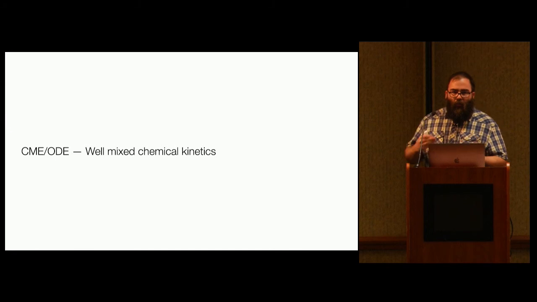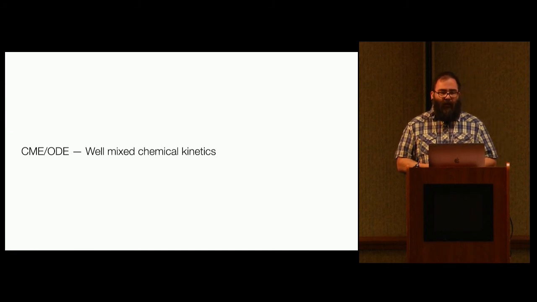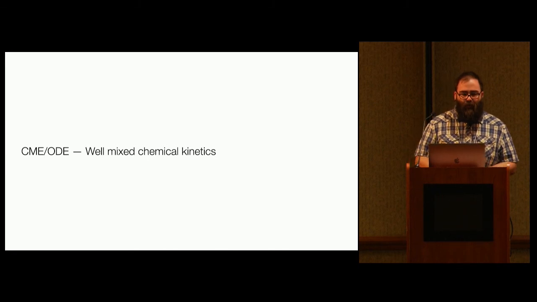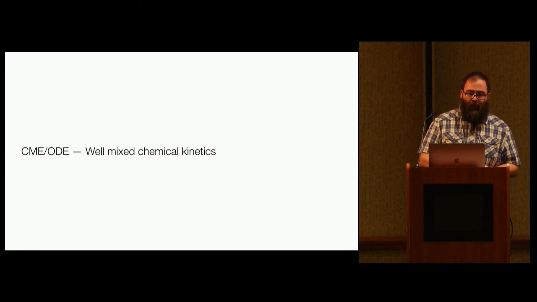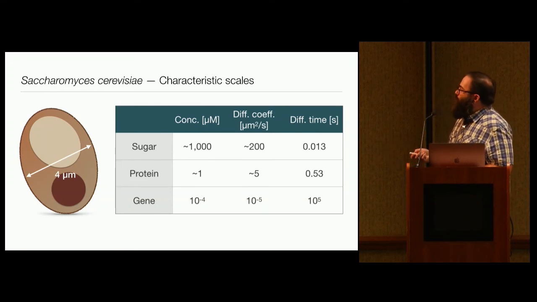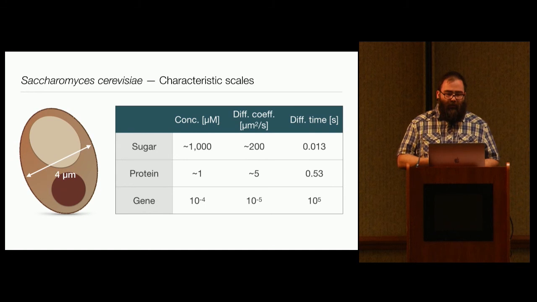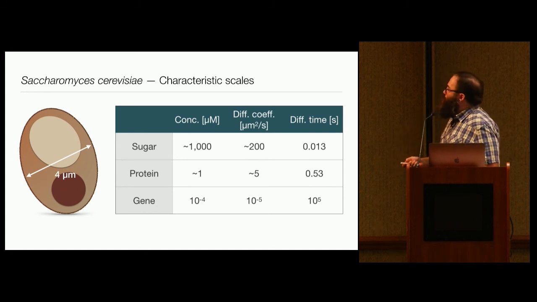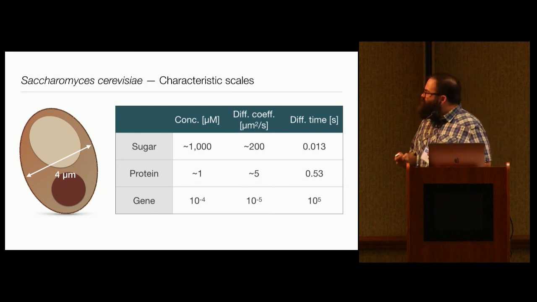Okay, so what I'm going to talk about first is our coupling of the well-mixed stochastic methodology using the chemical master equation with ordinary rate equations. And our model system that we're going to look at is just simple yeast. To give you an idea of what the different scales are, the cell is egg-shaped. It's about 4 microns in diameter.